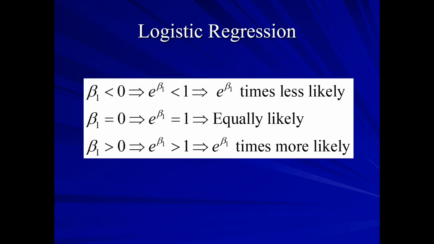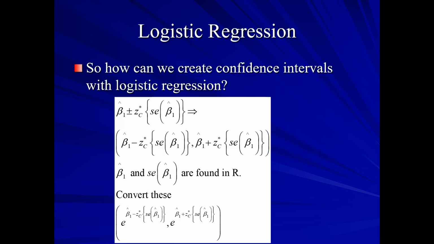So if we look at beta 1 and how we could interpret it, suppose beta 1 is less than 0. Well, this would imply that e to the beta 1 is less than 1. So e to the beta 1 is e to the beta 1 times less likely. If beta 1 equals 0, this implies e to the beta 1 equals 1, and this means that we're equally likely. And if beta 1 is greater than 0, then e to the beta 1 is obviously greater than 1, so we are e to the beta 1 times more likely.